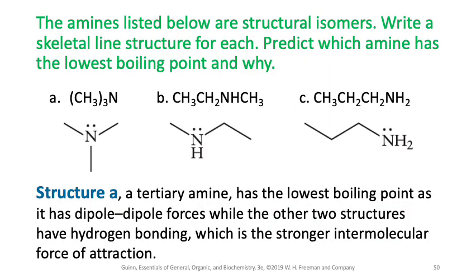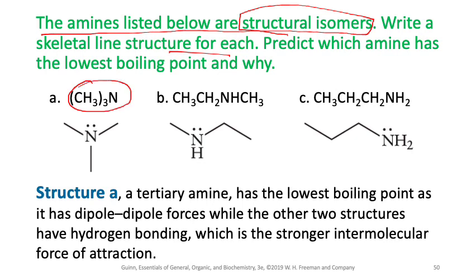Now let's try to do some problems over here. The amines listed below are structural isomers, and we already talked about what structural isomers are: same molecular formula but different structural formula, or different structure, you can say. Write a skeleton line structure for each. So if you have this as a condensed formula, you can write the skeleton line formula.